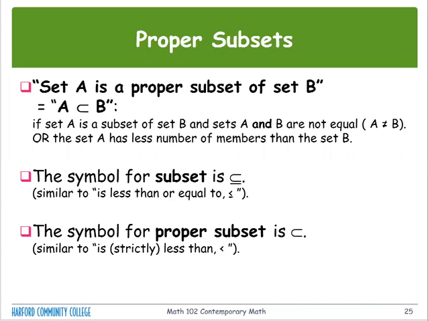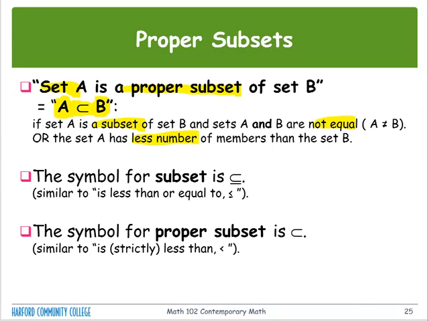The proper subset. Set A is a proper subset of set B if set A is a subset of set B and sets A and B are not equal. Or we can say set A has fewer members than set B, and we use a notation where A represents set A and B represents set B, with a notation like the letter U but no line underneath. That means A is not equal to set B, but all elements in A are also elements in B.